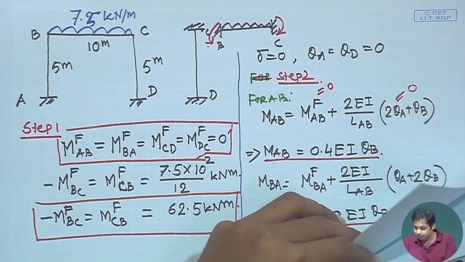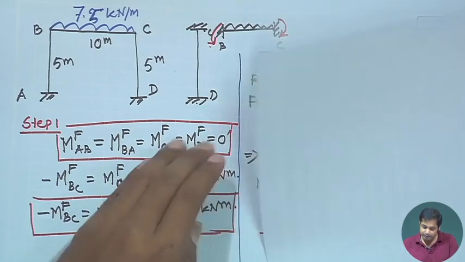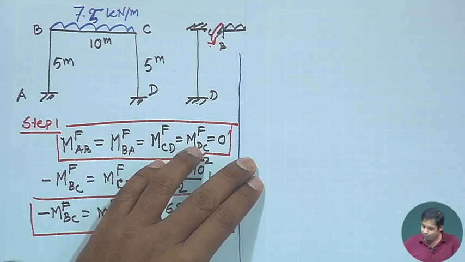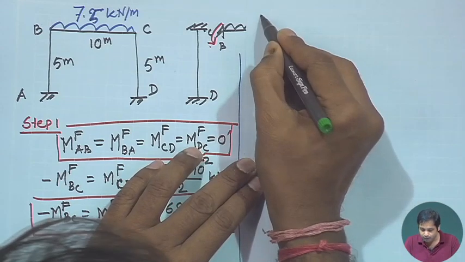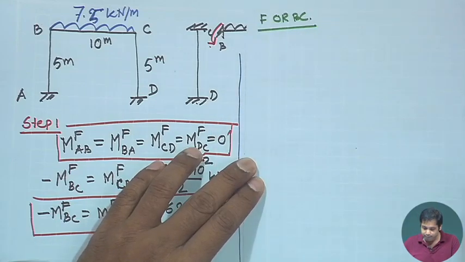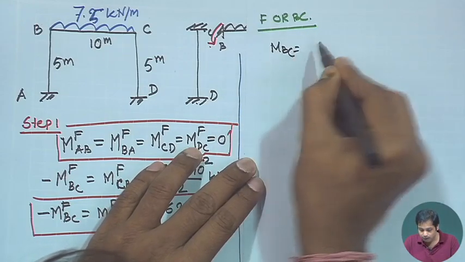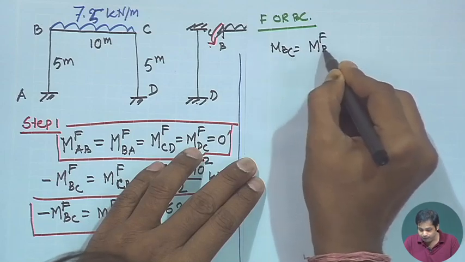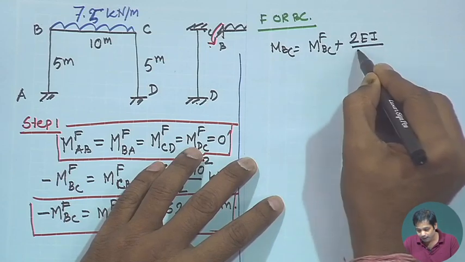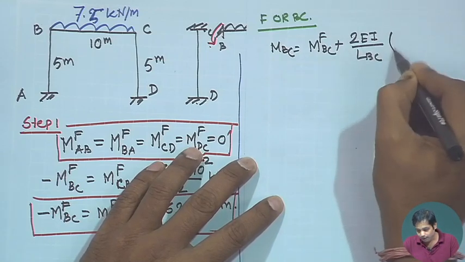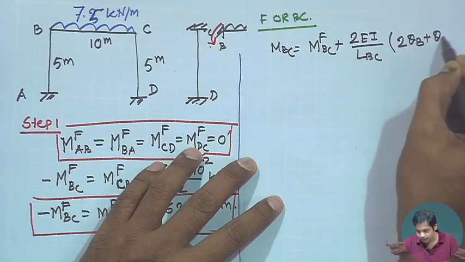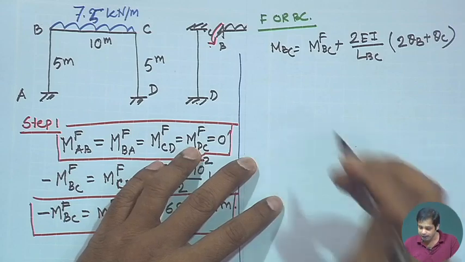Okay. Now, let us do the similar exercise for other members, member BC and member CD. Okay. Now, what is for BC? For BC, MBC is equal to fixed end moment BC plus 2 EI by LBC, then 2 theta B plus theta C. Okay.